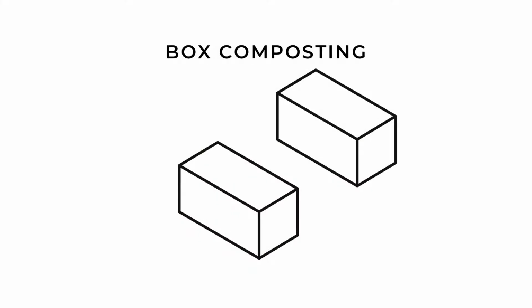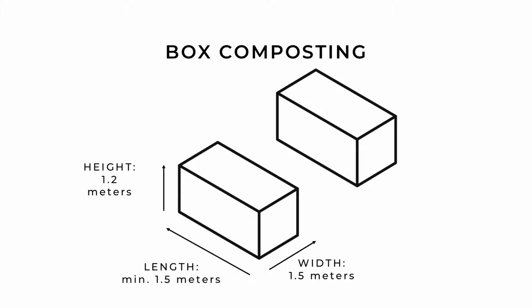Typical dimensions of the box are 1.5 meters width, 1.2 meters height, with a minimum length of 1.5 meters. The box could be longer depending on the space available. The space between the boxes should be at least 0.75 meters. This technology is preferred in specific environments that are prone to animal invasion, congestion, or lack of space.